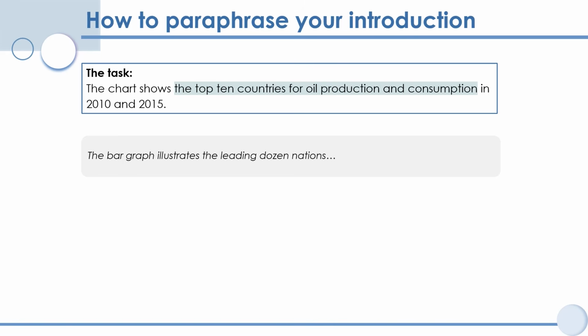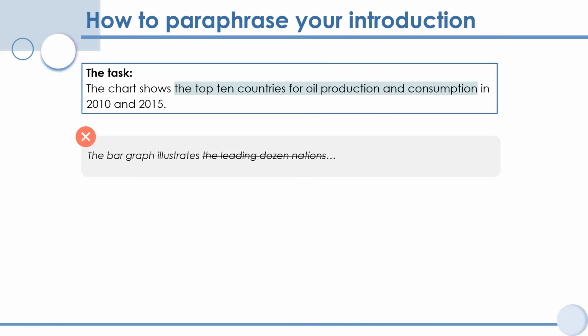I looked for a synonym for each word. Top, leading, 10, dozen. Well, I know a dozen is 12, but whatever. Countries, nations. The leading dozen of nations. What do you think about this technique? I would say, don't do that.